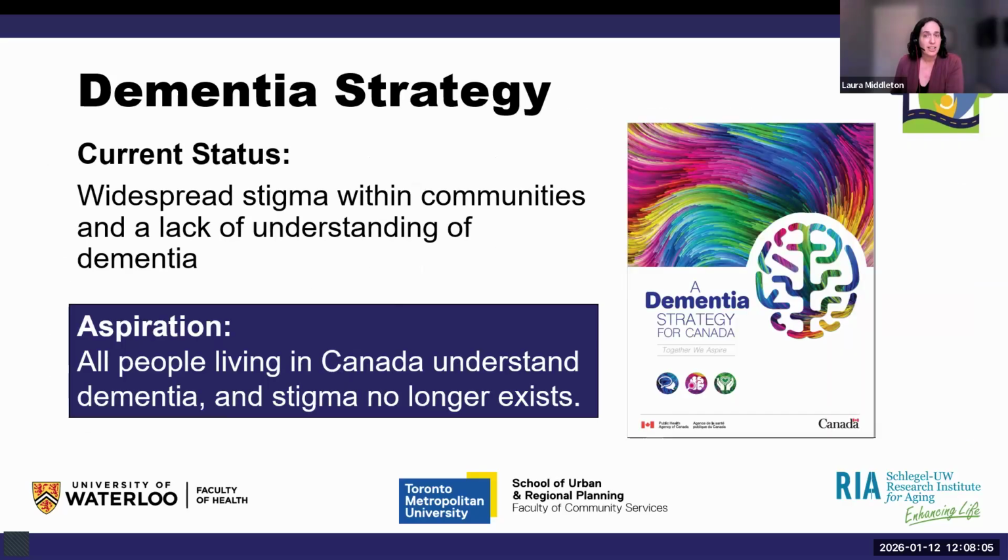That same year, Canada launched its first national dementia strategy. Within this strategy, they outlined the current status and aspirations in a number of different areas. Directly related to our project, they identified that there is currently widespread stigma of dementia and a lack of understanding of the condition. The aspiration is to reverse this, that people understand dementia and no longer hold stigma.